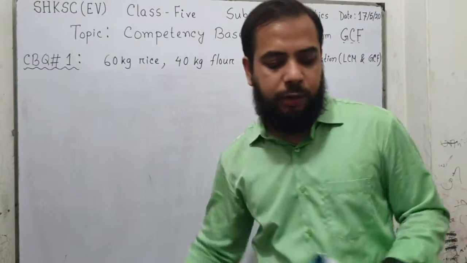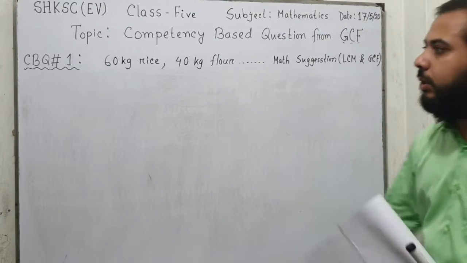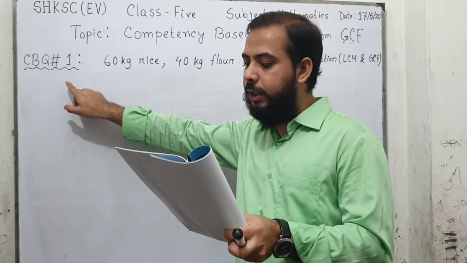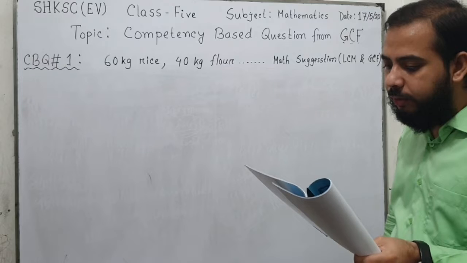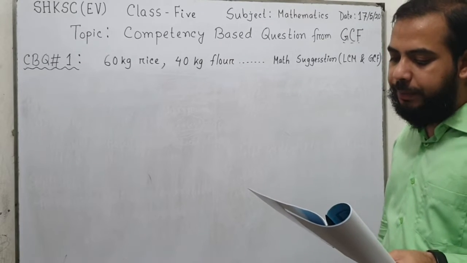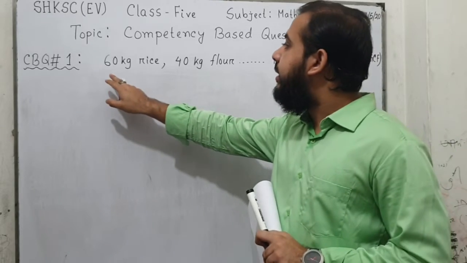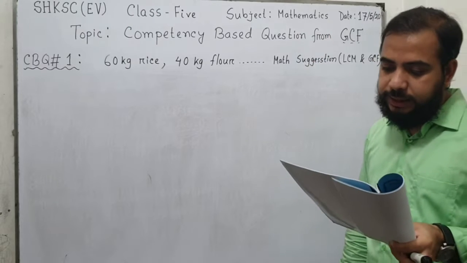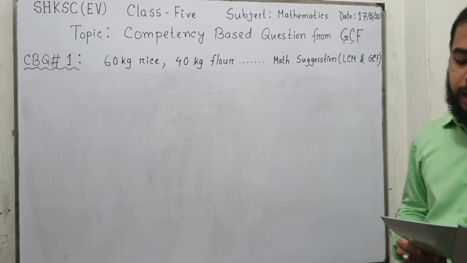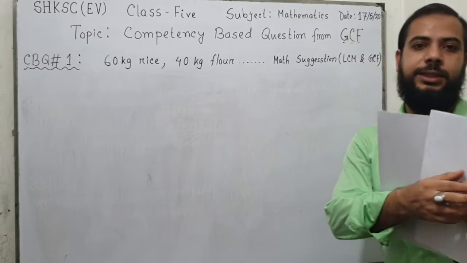I hope all of you got the math suggestion, and from the math suggestion, question number 3, LCM and GCF, in chapter 5 in your book, you can find the topics there. Let's read the question. 60 kg rice, 40 kg flour, and 32 kg pulse are bought for distributing among some flood affected families.